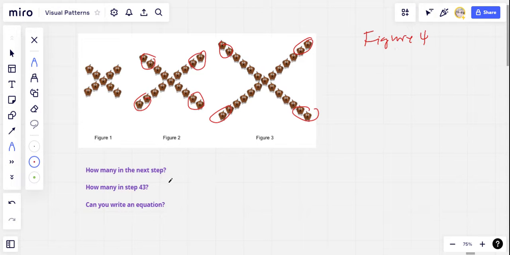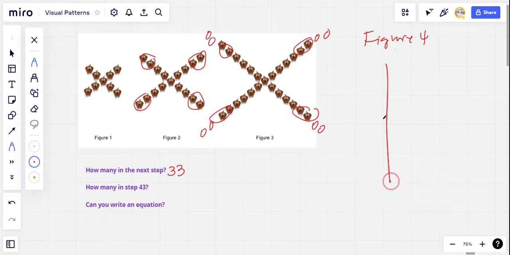So that looks to me like it's going to be a linear pattern. If I were to predict figure 4, I would just add 2 more acorns to every arm. How many would that be? So we've got arms that are 2, 4, 6, 8 long. So 8 times 4 would be 32, plus 1 more would be 33. So I think step 4 should have 33 of these acorns.